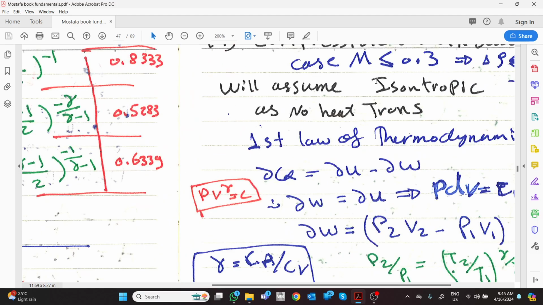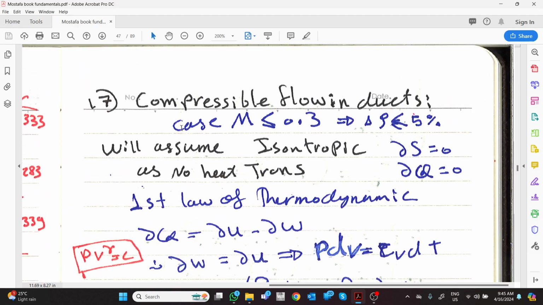Okay. In compressible flow, we need to remember that if the Mach number, velocity divided by speed of sound, is less than or equal to 0.3, the flow is incompressible, even if it is air, even if it is gas. We already discussed it, and we are going to discuss it again in the dimensionless analysis. This approximation is valid because the change in the density will be less than or equal to 5%.